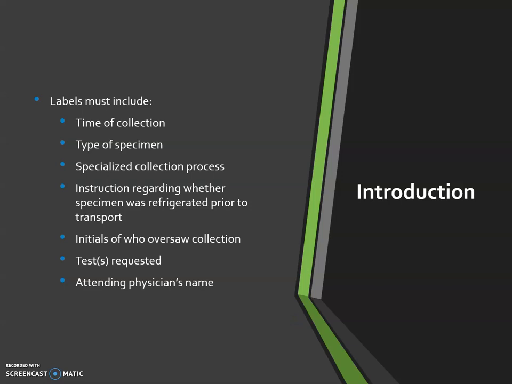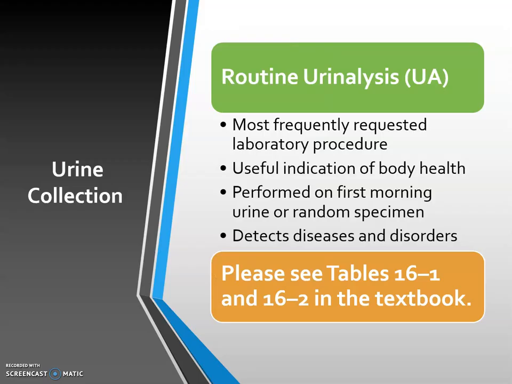The label on the urine container must include the time of collection, the type of specimen, if it were to be urine, cerebrospinal fluid, a wound culture. It could also be like fluid from within the joints, specialized collection process, instructions regarding whether a specimen was refrigerated prior to transport, and initials of who oversaw the collection. Tests requested and attending physician's name is essential.